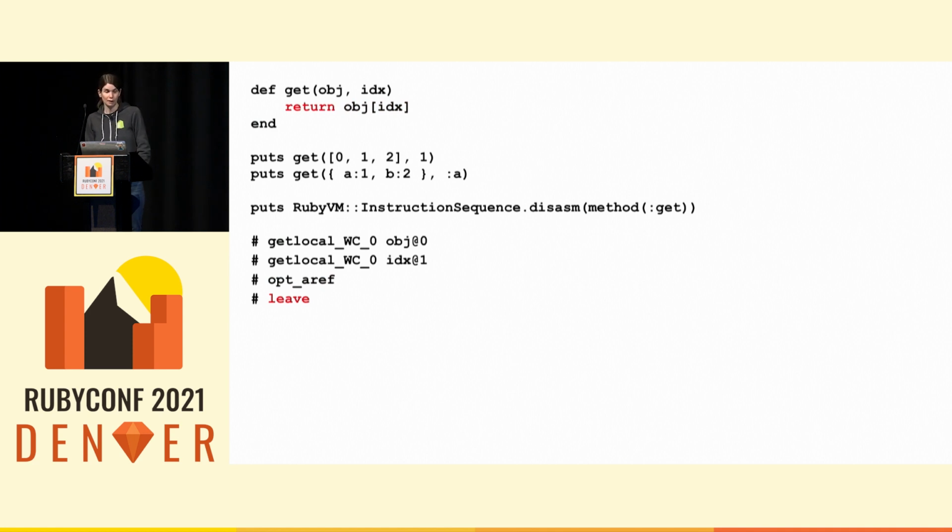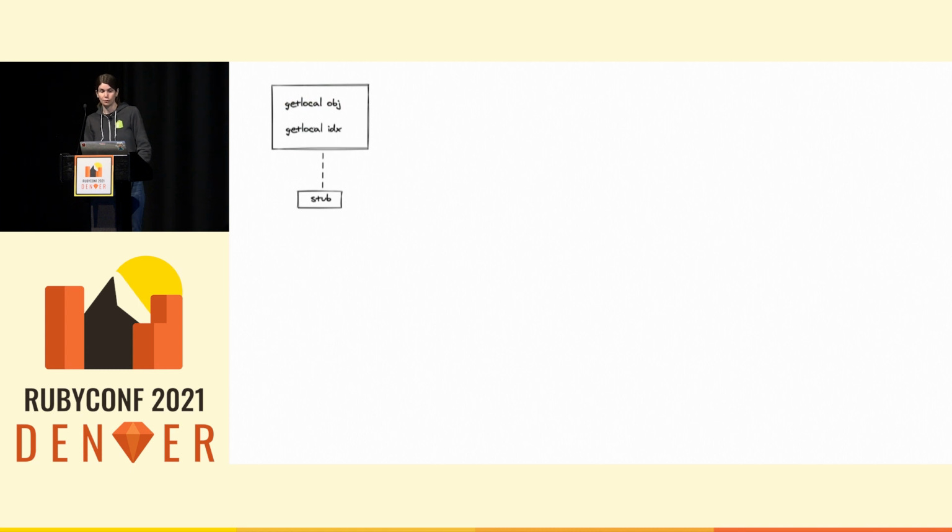So in our little example here, we have two calls to get, one that takes an array and an integer index, and one that takes a hash and a symbol key. So when YJIT compiles this, it's going to generate code for the getlocals, and then it's going to install what we call a stub that's going to delay compilation until we get to that point in the program. Then when we get to that point in the program, we're going to peek at the types that we see. And in this case, the first time we call this, we have an array and an integer key.